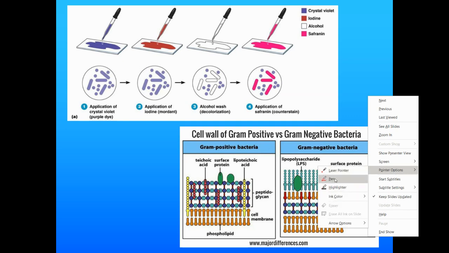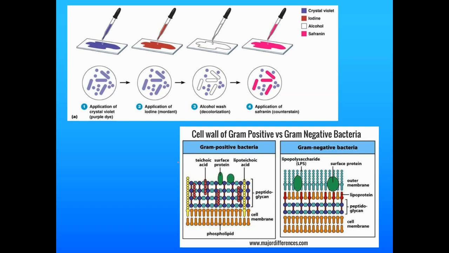Laser pointer, pen. So the crystal violet goes inside of the cell all the way in, for both of them. The iodine also goes in, and what the iodine does is it makes a complex that's actually larger on the inside. And again, it goes in here too, and it makes a complex that's larger than it was before. And then you come with an alcohol wash. What the alcohol wash does is it washes this whole thing back out.